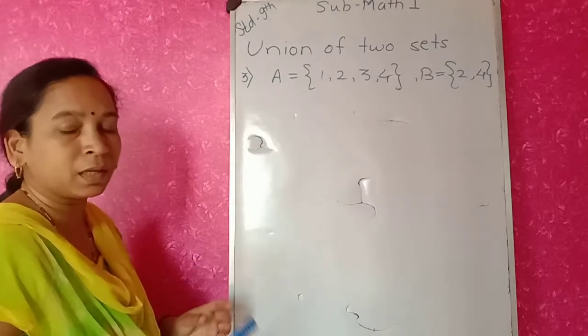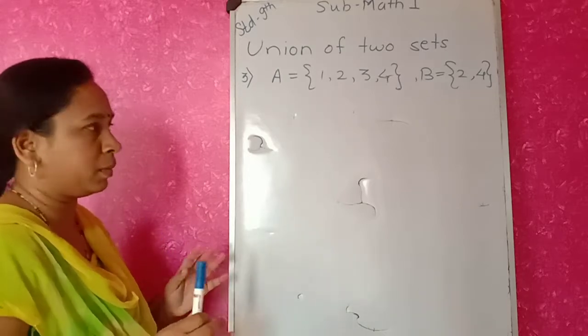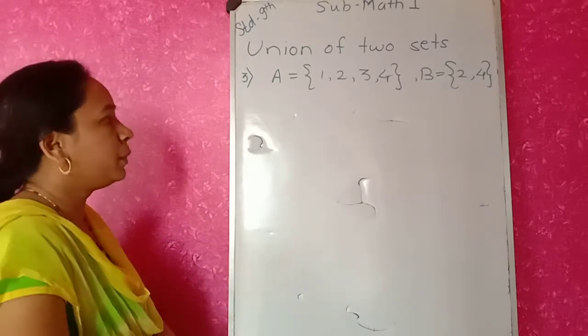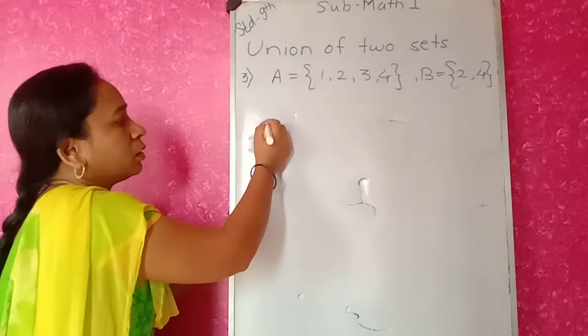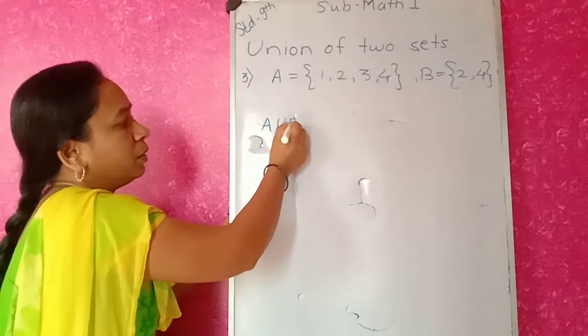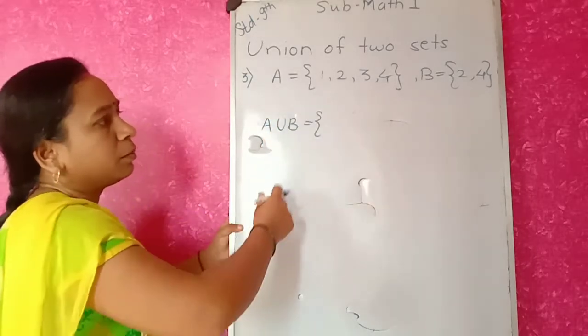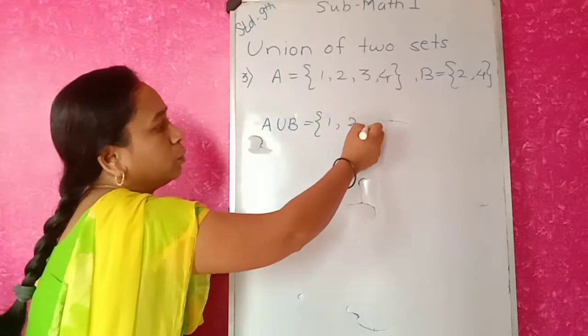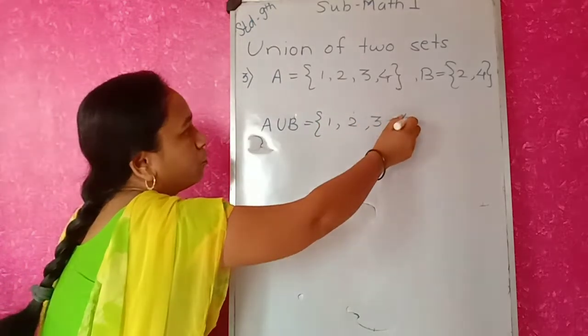Once again, I'll repeat it. It is a set of all elements from A also and B also. So, here A union B. What is A union B? So, I'll get 1, 2, 3, 4.